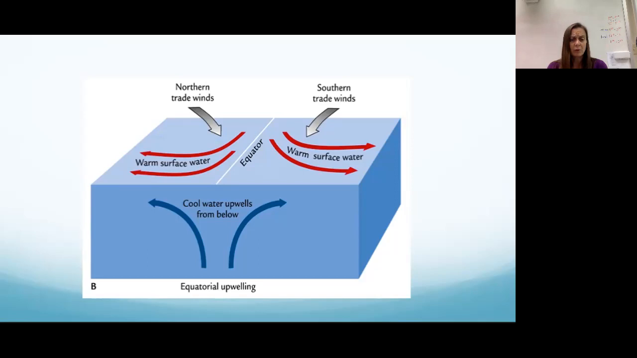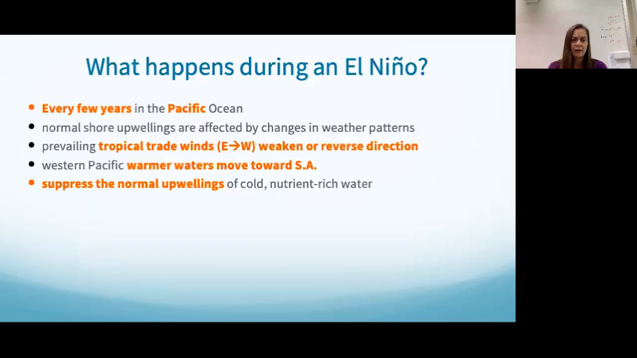So these are the normal patterns. What happens during El Nino? Every few years in the southern Pacific Ocean, please notice that it is the southern Pacific Ocean, the prevailing tropical trade winds are either going to weaken or even potentially reverse their direction. That means that those warmer waters from the Western Pacific are going to move towards South America. And we're not going to see those upwellings of cold, nutrient-rich water.